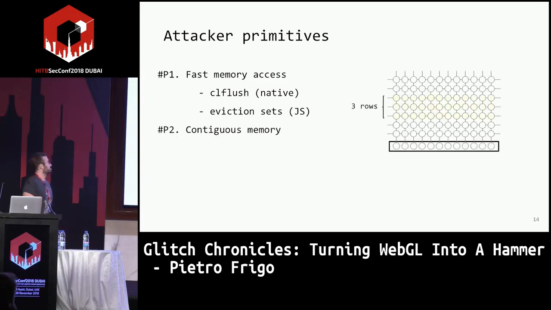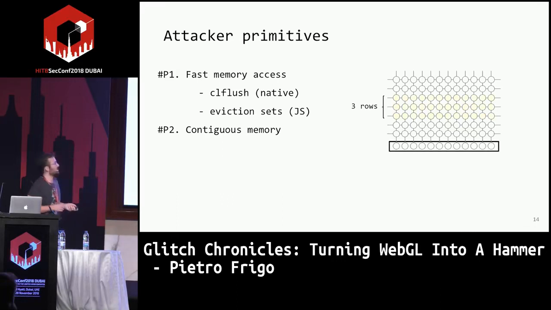The second primitive instead is you need to have contiguous memory to trigger these bit flips, because as we mentioned, you want to have 3 contiguous rows in memory, so this needs to be adjacent. And this is not a hard requirement. You could also do it with a single-sided hammer, where you actually just hammer one row and then you get bit flips in the two neighboring ones. But this is much more powerful, so usually people opt for this version of Rowhammer because you get more bit flips and more control over them.